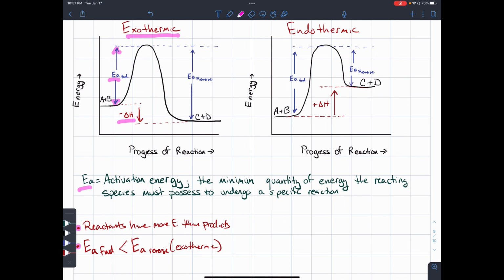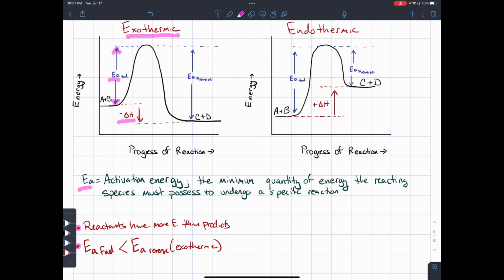In the reverse direction, if you tried to take C and D and turn them into A and B, you would have to overcome a larger energy obstacle. You'd have to push the ball up a taller hill and less would come out. So if the forward reaction activation energy is less than the reverse reaction activation energy, that is another way of thinking about the definition of exothermic now that we're looking at these graphs.